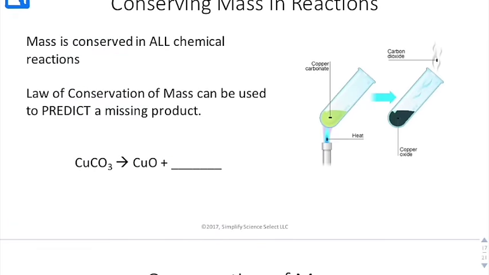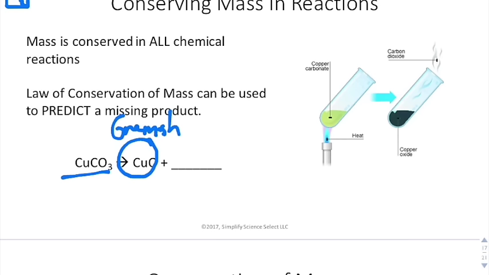Okay, conserving mass in a reaction. So mass is always conserved in a chemical reaction. Using this, you can actually use it to predict what a chemical reaction is going to be. So for example, if you take copper carbonate, which is what this is, and you heat it, you recover copper oxide, which is kind of a greenish, tarnished copper sort of thing. And you can produce what's missing. Like, what else is missing from here?